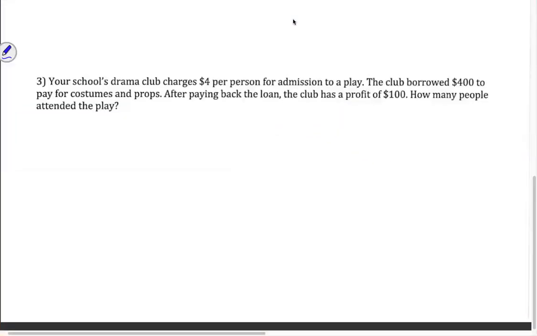All right, so Chucky said we make $4 per person, right? Now, what was my expenses? 400. So we subtract that. And how much money did I make? $100.